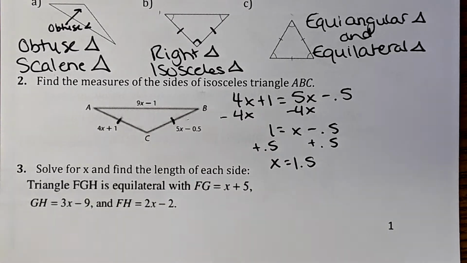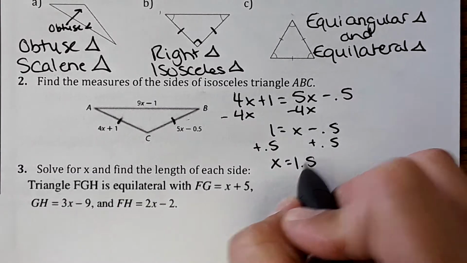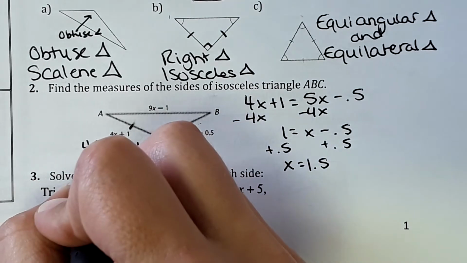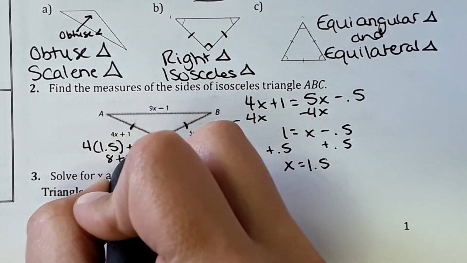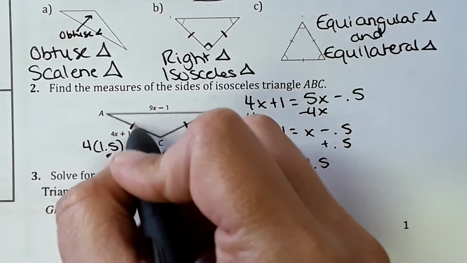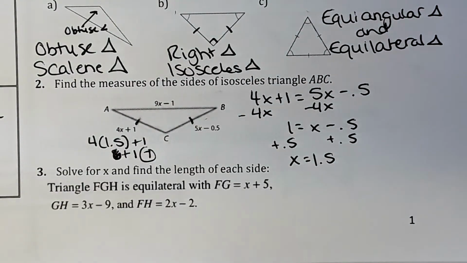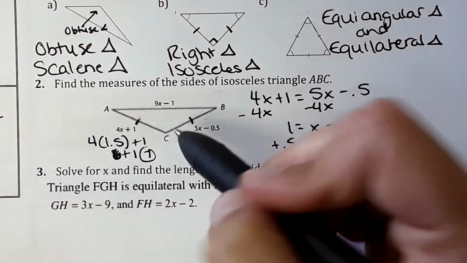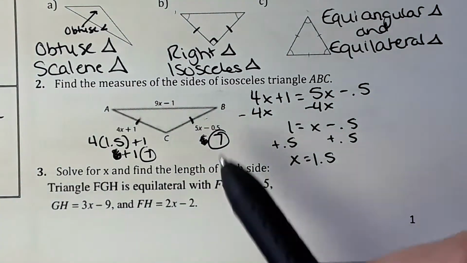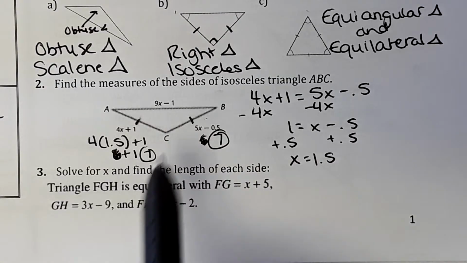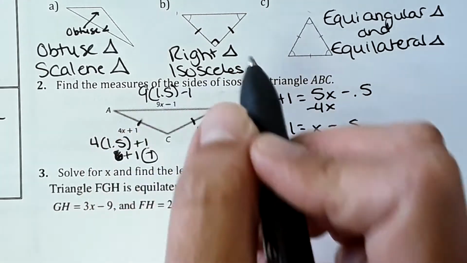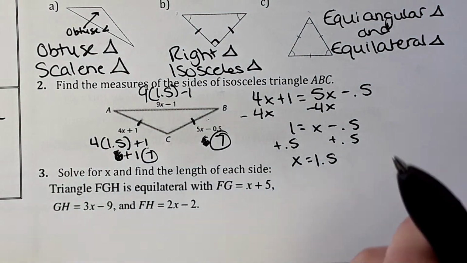It doesn't ask for x though, it wants the measure of the sides. So once I get this, I can plug it into these expressions. Oh wait, that would be 6 plus 1. 6 plus 1 is 7. So the length of this side is 7. And since it's isosceles, this would also be a length of 7. And then for this side, I would have to plug it in again. 9 times 1.5 minus 1. And I've already solved it out. It's 12.5.